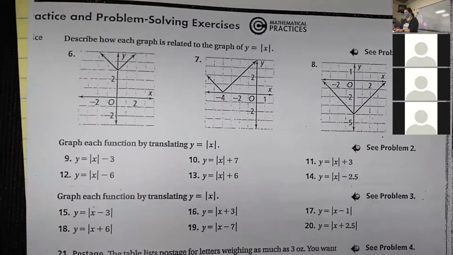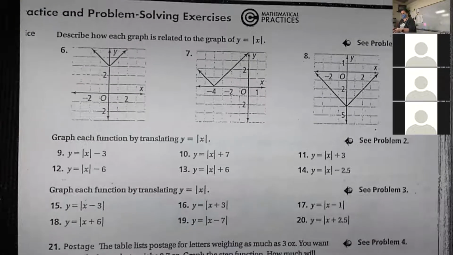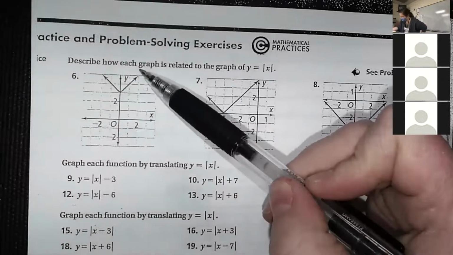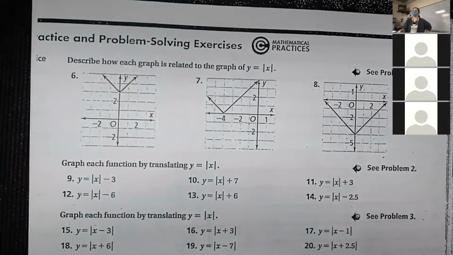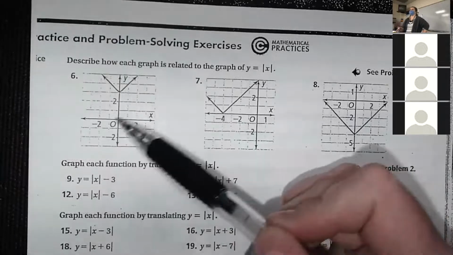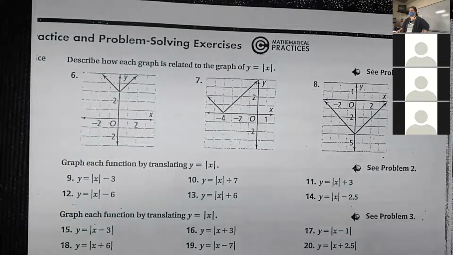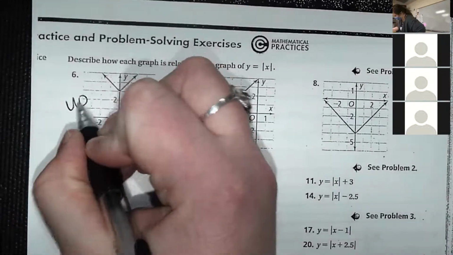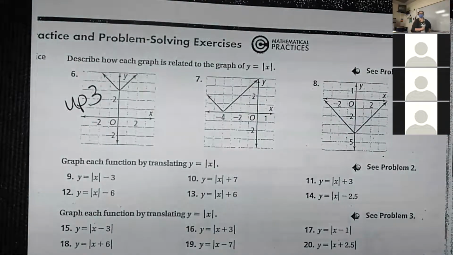All right, number 6. It says, how is the graph related to that parent graph? Compared to the original parent graph, what happened with this one? How do you know what the original graph is? What does the parent graph look like? Where's the vertex on the parent graph? 0, 0. Okay, moved up how many? Up 3, thank you. That's all you need to say. That's what happened to that child. Just moved up 3.